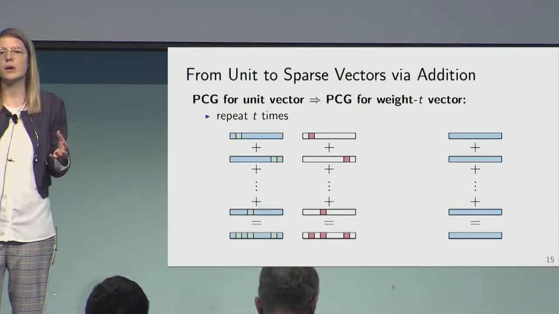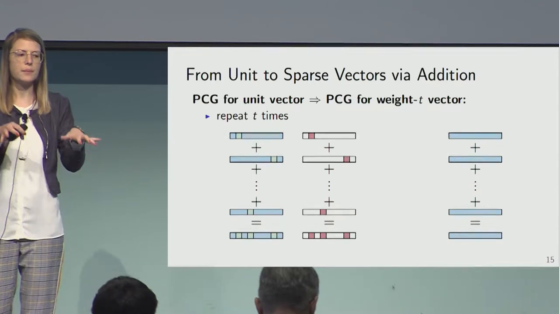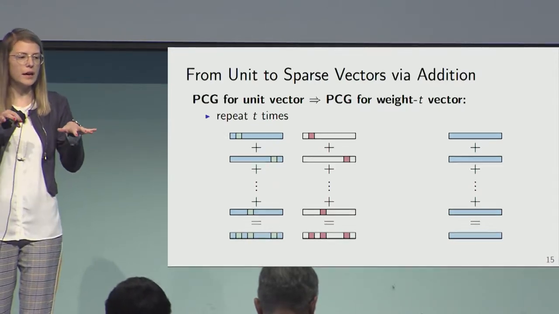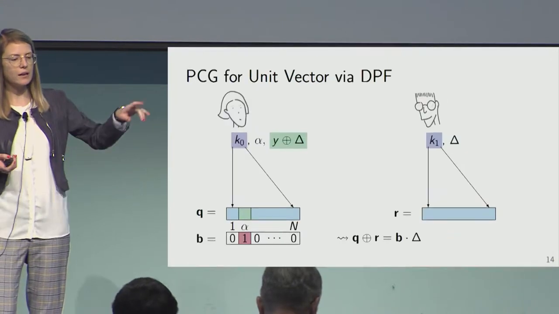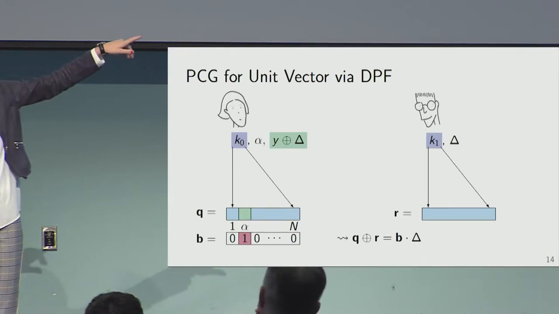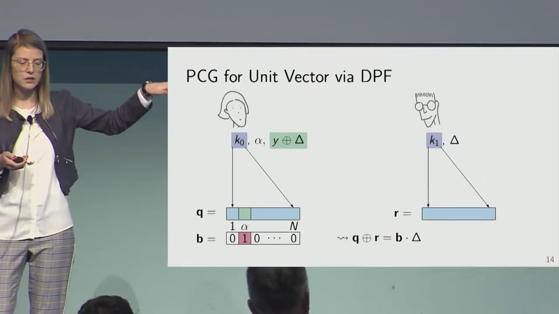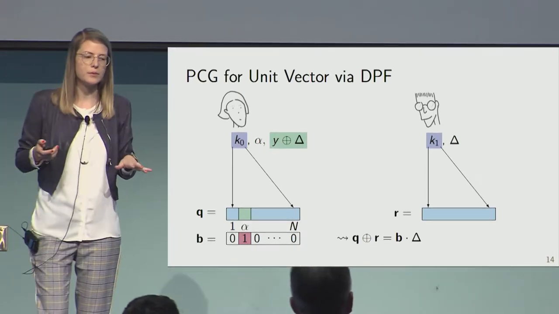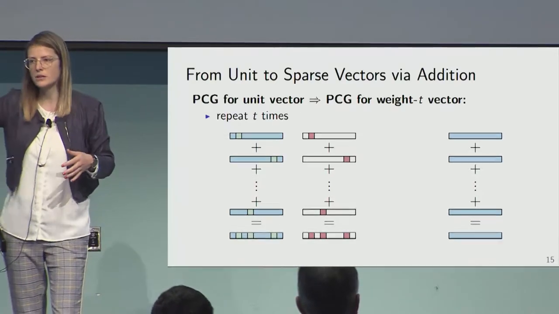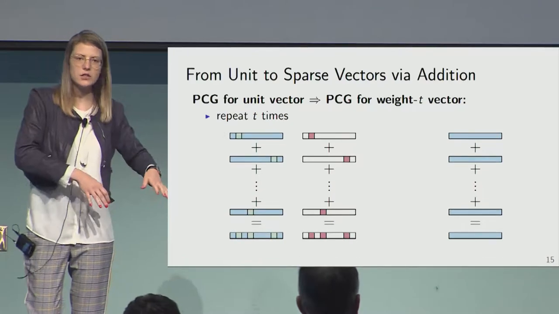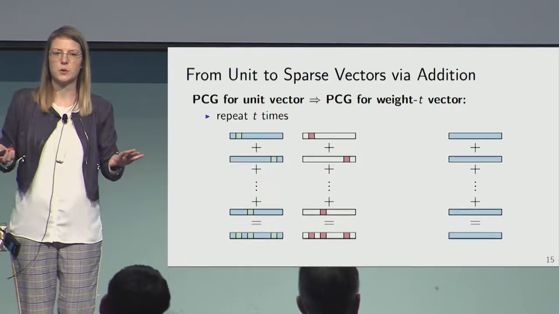But of course, we want more. We want B not to be the unit vector, we want B to be a random vector in the field. So how can we go from a unit vector to a random vector? Well, first, a sparse vector. If you take a look at the correlation again, this is a linear term. Everything is linear. So we have a secret sharing, and all linear operations can just be performed on the shares. So if we want the addition, we can just repeat the exact same procedure t times and then add it all up. Alice adds her outputs up, Bob adds his outputs up, and then we get the same for a sparse vector.